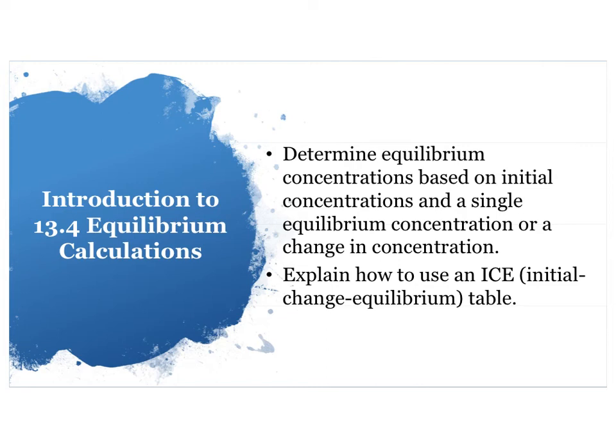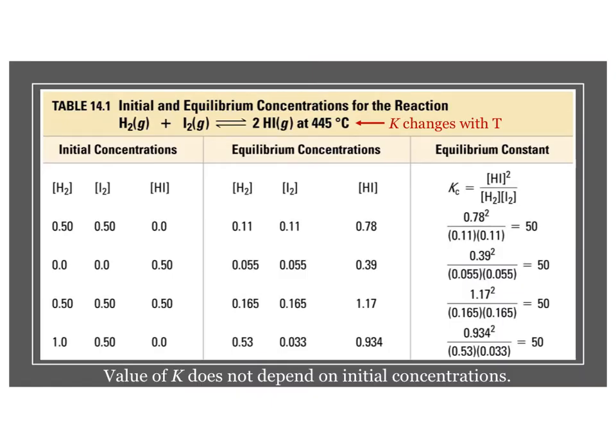In this lecture, we'll learn about using ICE tables for equilibrium calculations. If we review several experiments where the initial and equilibrium concentrations of hydrogen, iodine, and HI gases are measured at 445 degrees Celsius, we see that we can start with all reactants and no product, all product and no reactants, or some mixture of reactants and products.